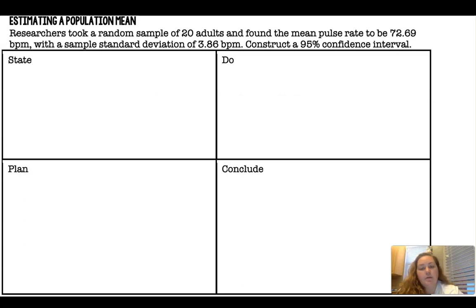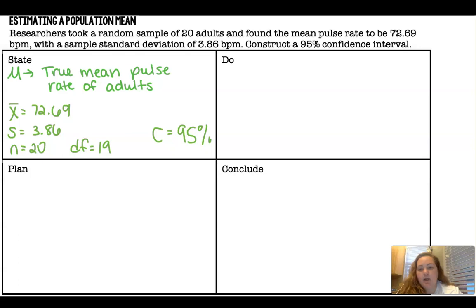Estimating a population mean. Researchers took a random sample of 20 adults and found the mean pulse rate to be 72.69 beats per minute, with a sample standard deviation of 3.86 beats per minute. Construct a 95% confidence interval. We follow the 4-step process: state, plan, do, conclude. State: mu is the true population mean pulse rate of adults. X bar, my sample mean, was 72.69. S, my sample standard deviation, is 3.86. My sample size is 20.